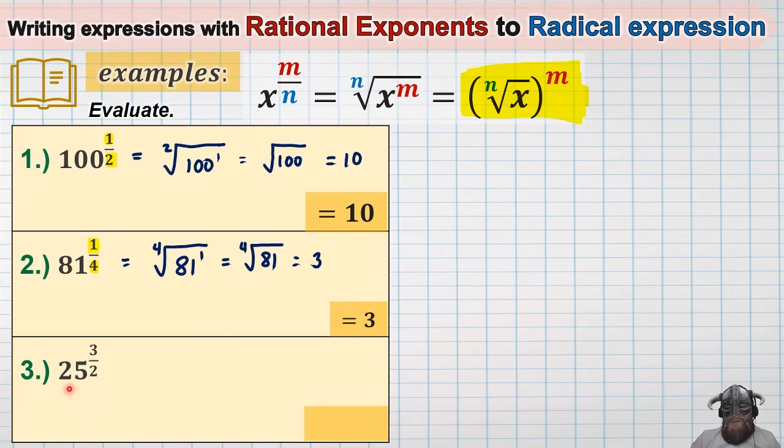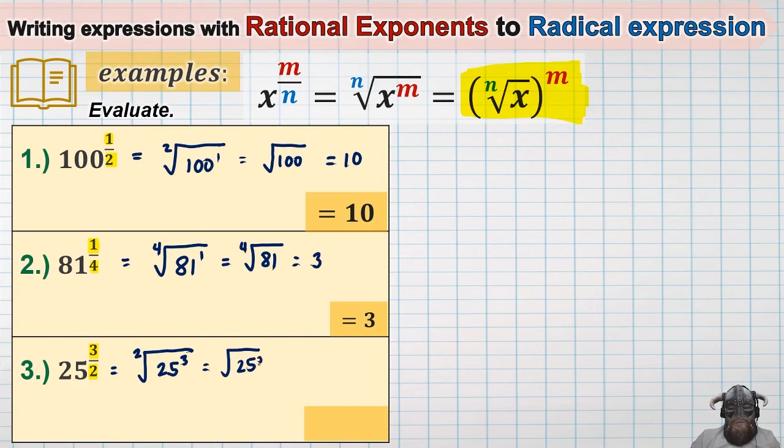Okay, let's proceed to number 3. We have the given 25 raised to 3 over 2. In this case, ganun pa rin naman yung gagawin natin. First, let's have the radical sign. Second, lagay natin dyan yung 25 and then gamitin natin yung denominator ng ating rational exponent as our index. And then yung 3 naman na to, yun yung gagawin nating exponent ni 25.